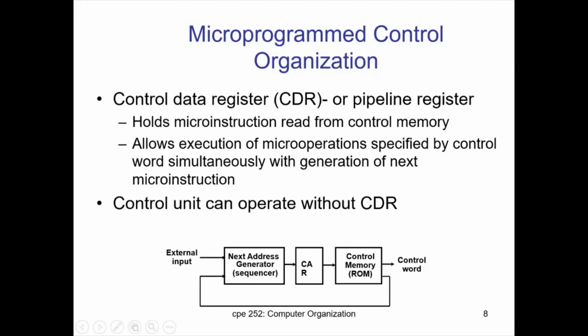The control unit can operate without the CDR also. Why without the CDR? Because we have the CAR, the control address register. The address register will take care of the next address sequence generator, and it will move to the next level, that is control memory, ROM, read only memory. It is a continuous process.